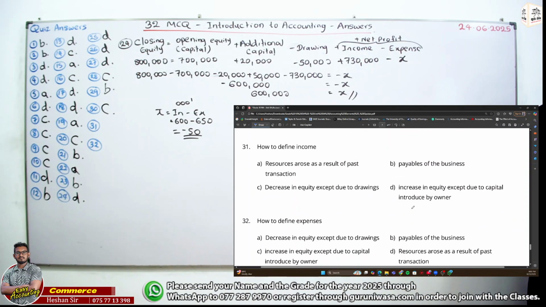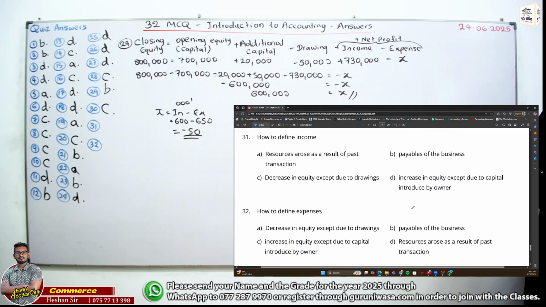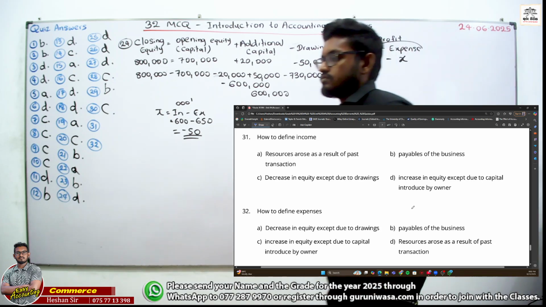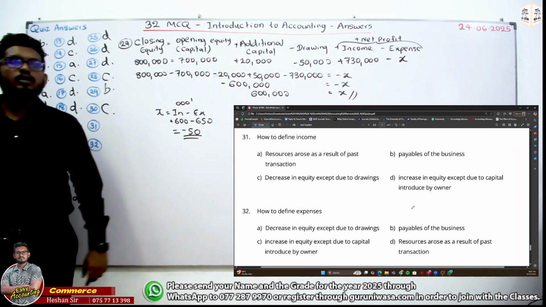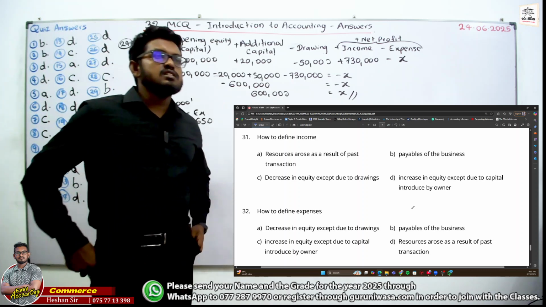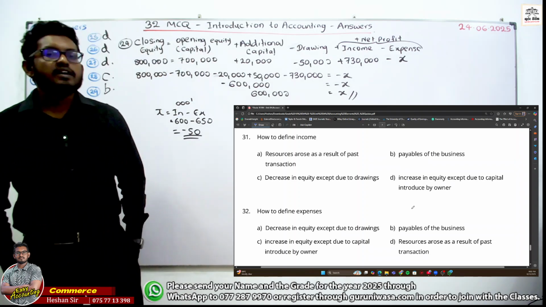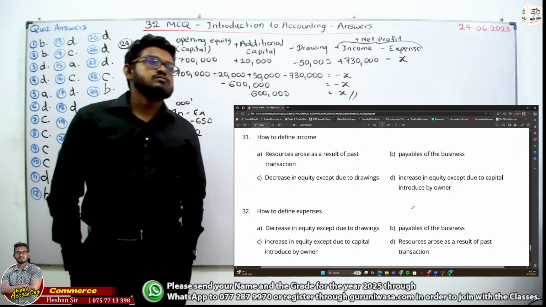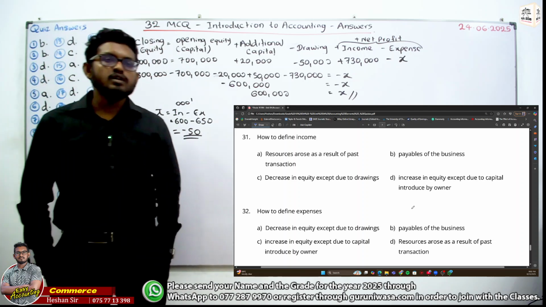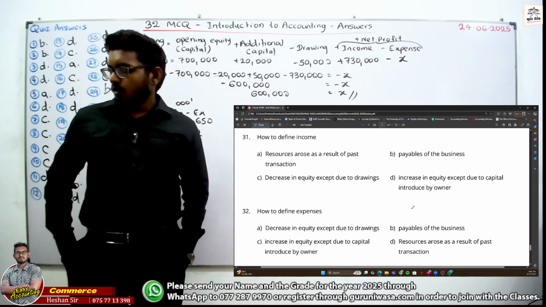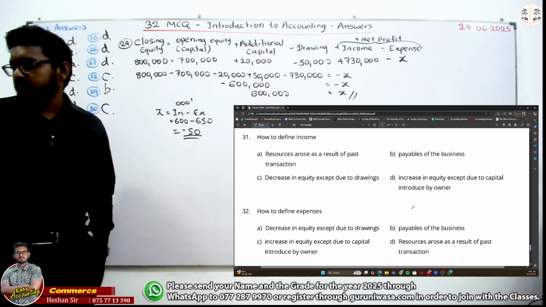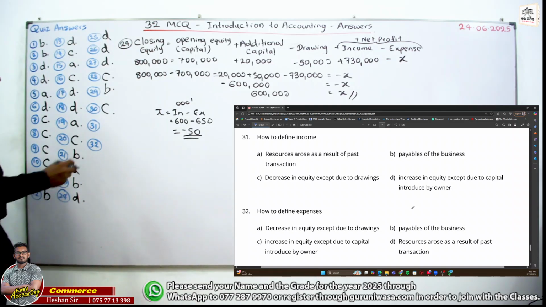31. How to define income? Can anyone tell me? A, B, C, D. What is the answer? Hello. How to define income? Increase in equity except due to capital introduced by the owner. D.